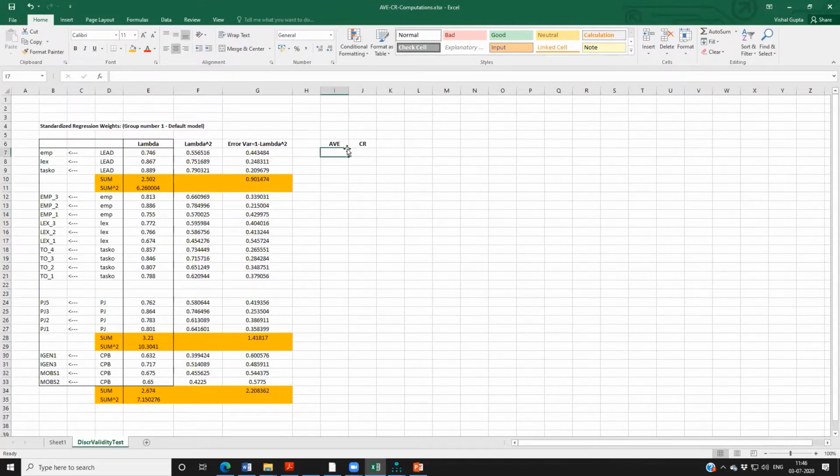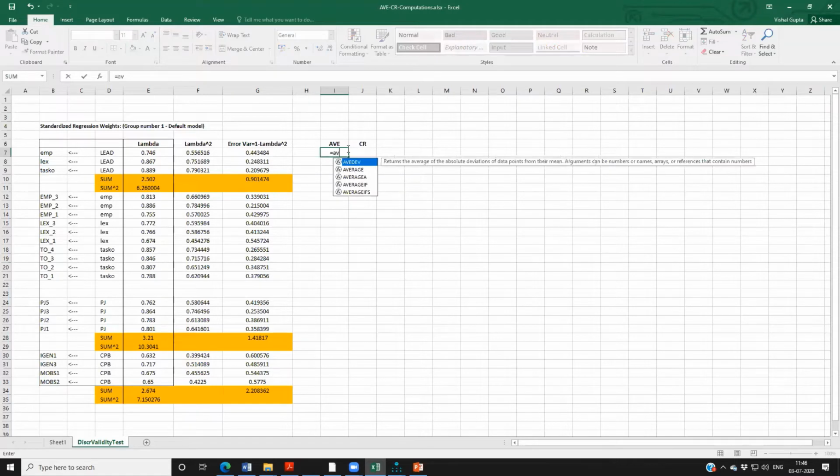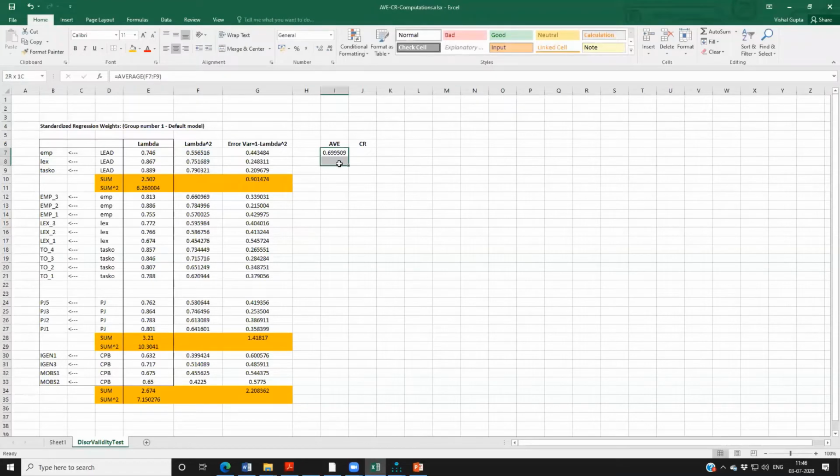So we will first compute the average variance extracted for leadership, which will be the average of the 3 lambda squares, which is going to be this, right? And the CR is going to be sum square divided by sum square plus the sum of error variances. So this is AVE. This is, sorry, this is CR. AVE we had computed earlier.